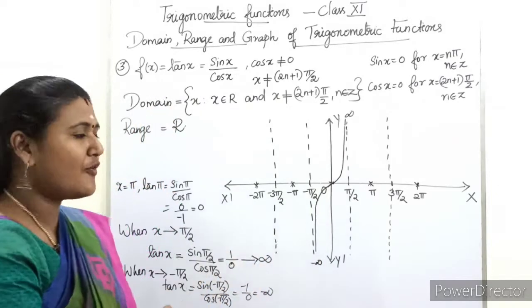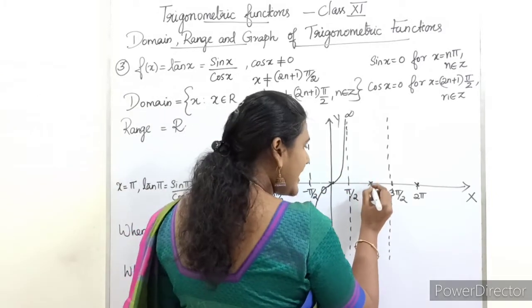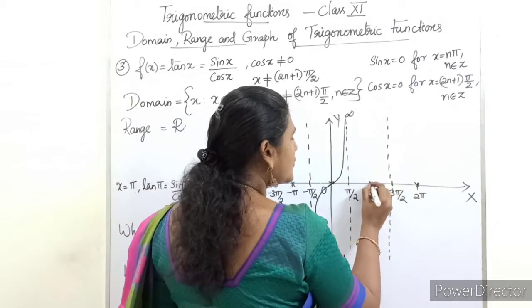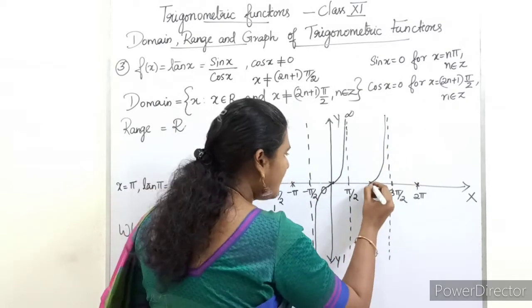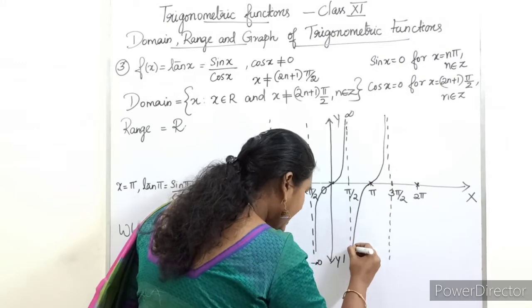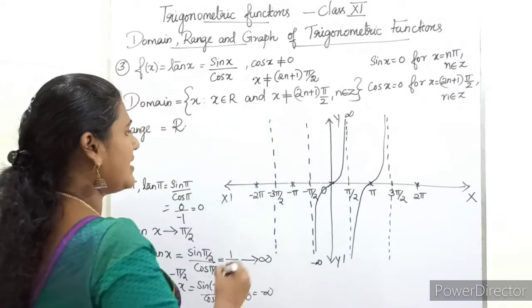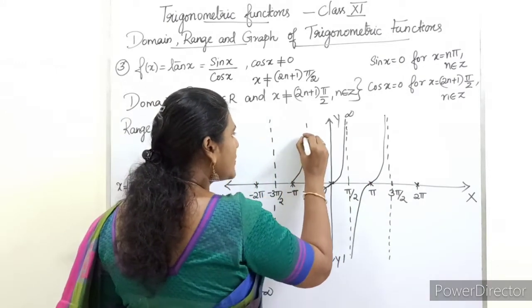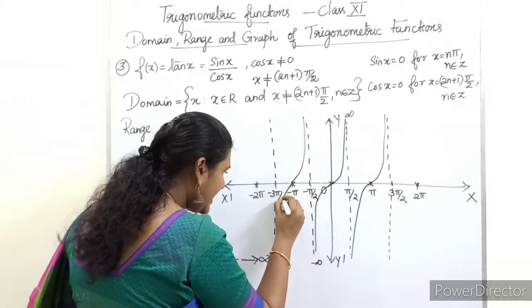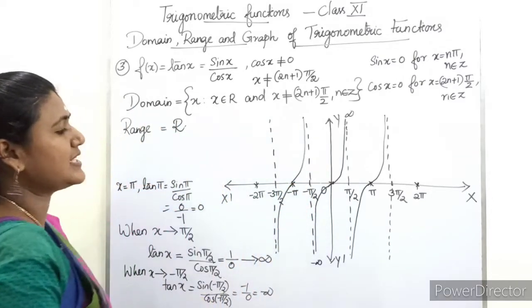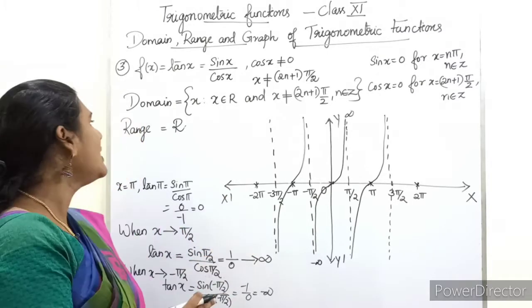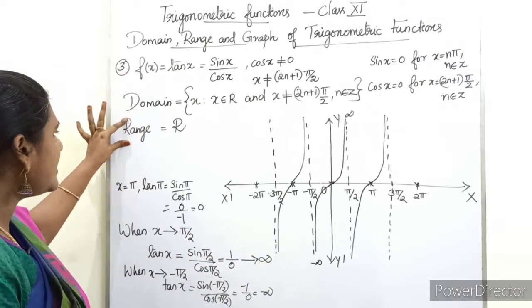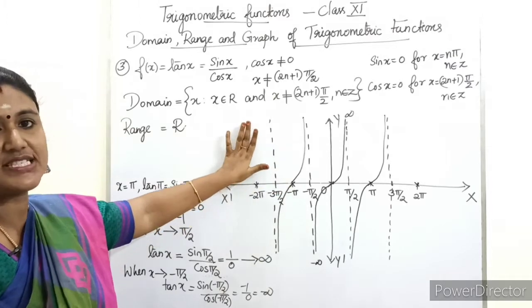Now the remaining angles, how will we draw the graph? Same way. When x tends to 3 pi by 2, tan x tends to infinity, and here you will have minus infinity. Same way from this point also it will go to infinity, and from here it is minus infinity. So this is the graph of tan x. So the domain of tan x, the range of tan x and the graph, we have seen these three.